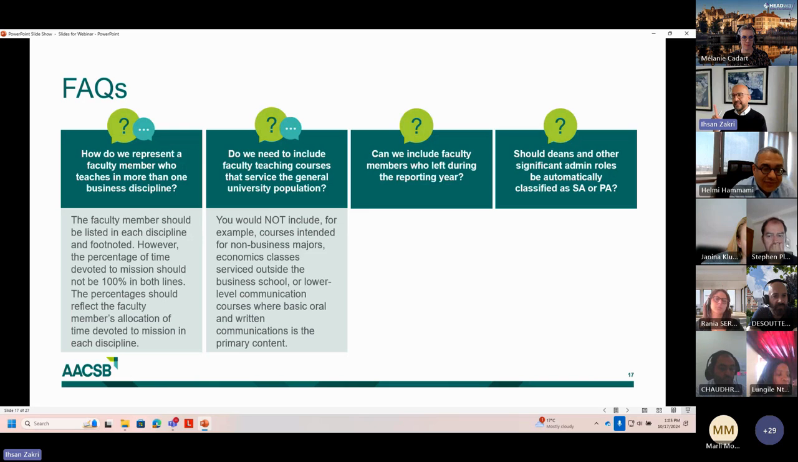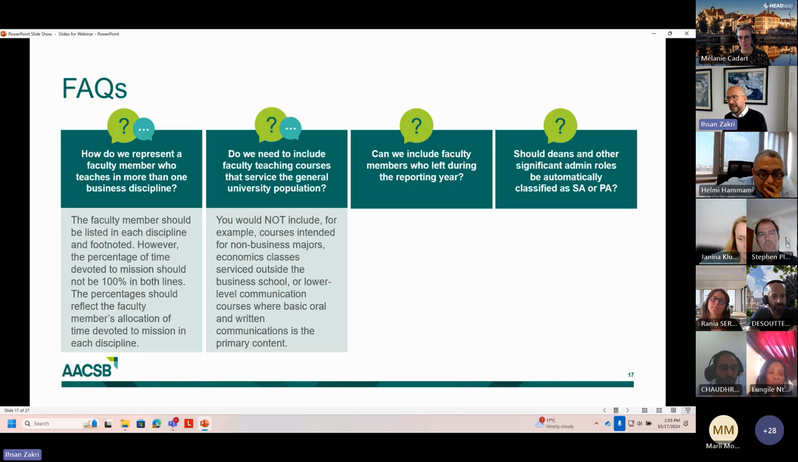The other question, do we need to include faculty teaching courses that service the general university population? So more of a generic program that you have. No, you would not include. The example is a course intended for non-business majors, economics classes, services, that I think this came up earlier. You don't need to include those.